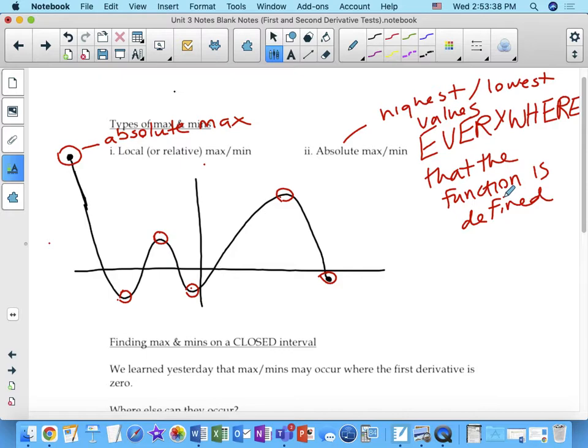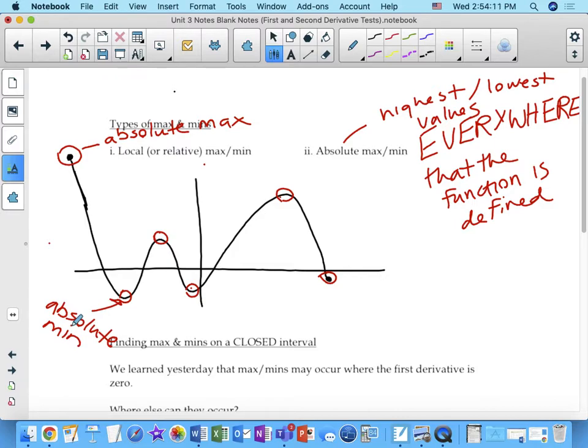The absolute min, where would that be? Yeah, the first min, because I should have maybe made it more obvious, but this is the lowest one. So this is the absolute min.